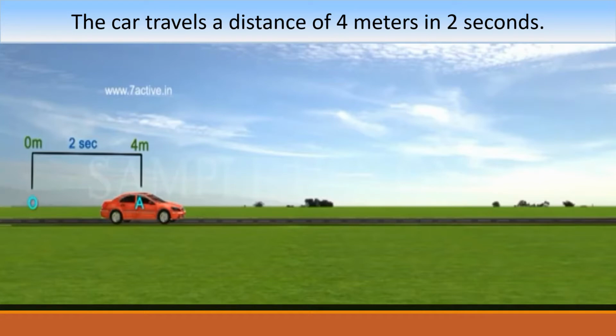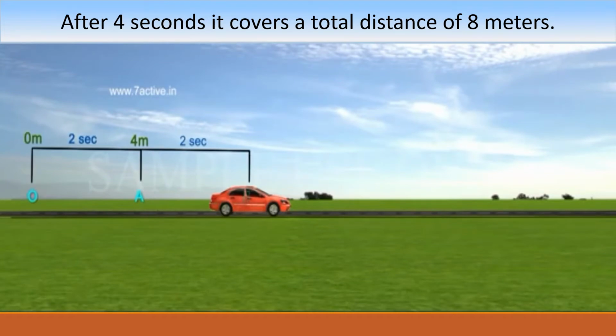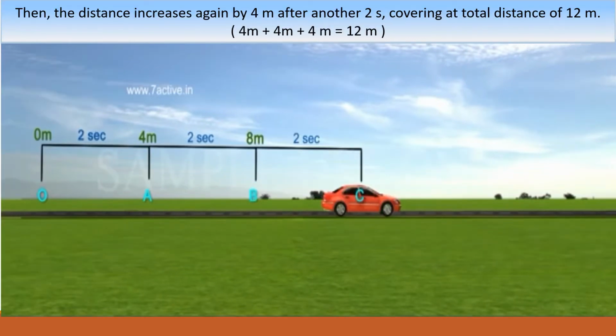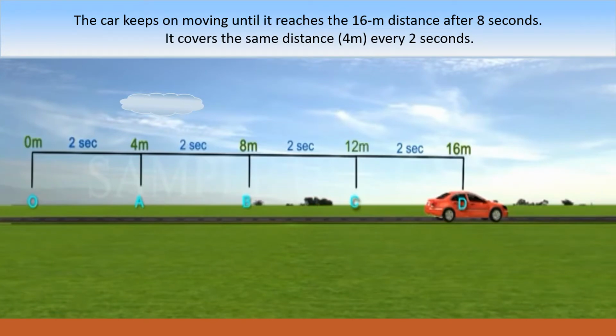In order to understand this type of motion, you have to describe the speed and acceleration of this car. The car travels a distance of 4 meters in 2 seconds. After 4 seconds, it travels a total distance of 8 meters. Then, the distance increases again by 4 meters after another 2 seconds, covering a total distance of 12 meters. The car keeps on moving until it reaches the 16-meter distance after 8 seconds.